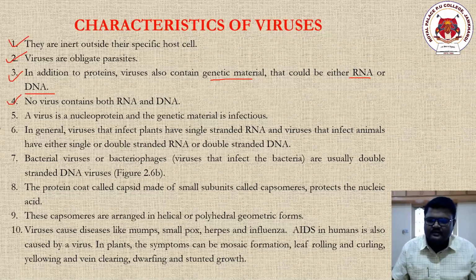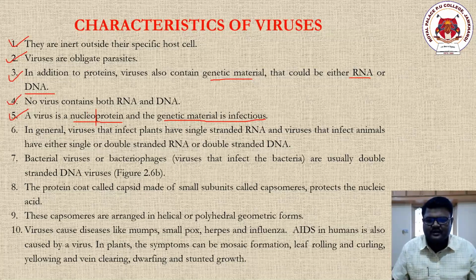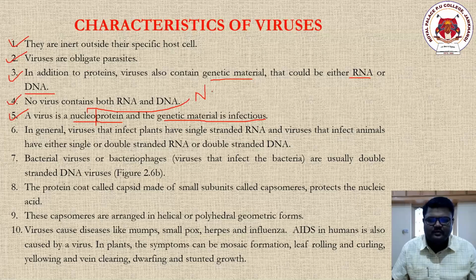Now the next thing: a virus is a nucleoprotein and the genetic material is infectious. The word is very simple, students. Do not get confused about it. The virus is a nucleoprotein. The meaning of nucleo is that it is a nucleic acid. Nucleic acids are of two types, DNA and RNA. Protein we already discussed as a capsid.